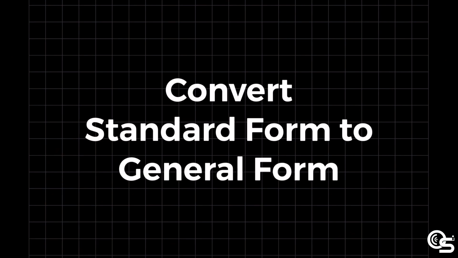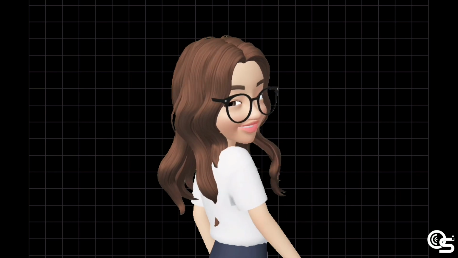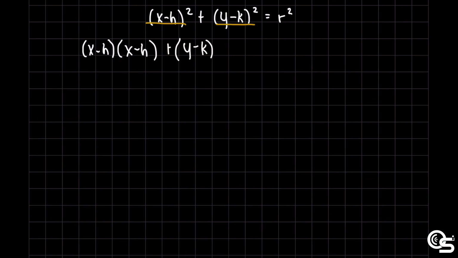Since the general form is also needed, we are going to convert the standard form to the general form of the equation of a circle. So we will start with the standard form, and that is (x minus h) squared plus (y minus k) squared is equal to r squared. First thing to do is to expand the squared terms, which are (x minus h) squared and (y minus k) squared. This will become (x minus h) multiplied by (x minus h) plus (y minus k) multiplied by (y minus k) is equal to r squared.